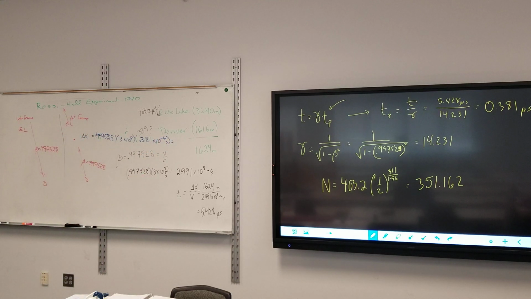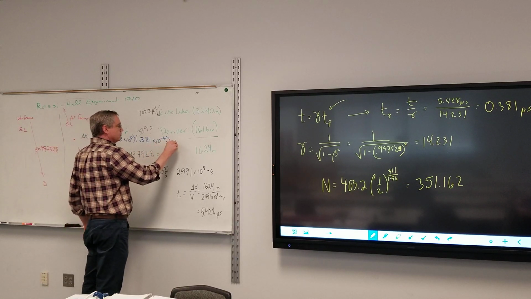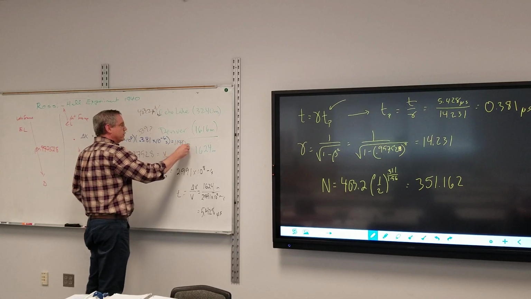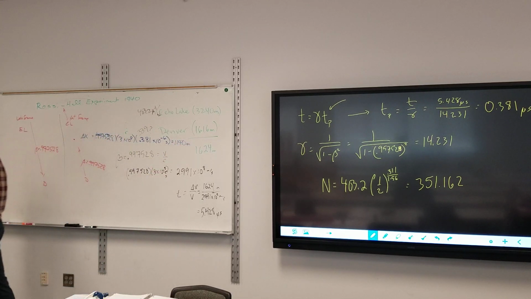So how far do the muons think Denver is traveling towards it? From the moment the elevation of Echo Lake passes the muons to Denver getting to the muons? I got 114.0. 114.0, yes, meters. So there's a very clear difference in the distance that was traveled.